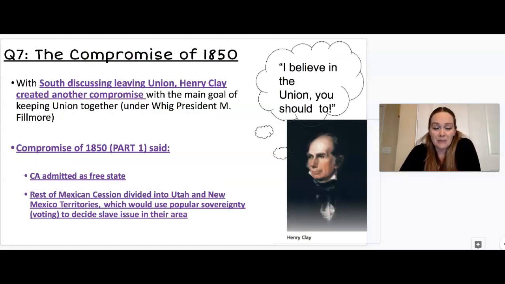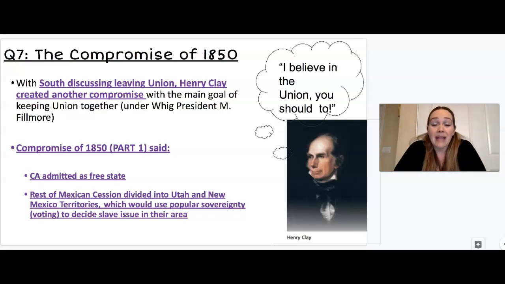Compromise of 1850. Here's another thing that's going to add pressure to that boiling pot, guys, because here's the thing about compromise. You get a little of what you want, and the other person gets a little of what they want, but neither one of them is totally happy. That's what a compromise is. You get a little bit, but you're also giving a little bit. So this is going to put a seal on that pot for a little while longer, but it's also going to build up tension because of the outcome of this compromise.